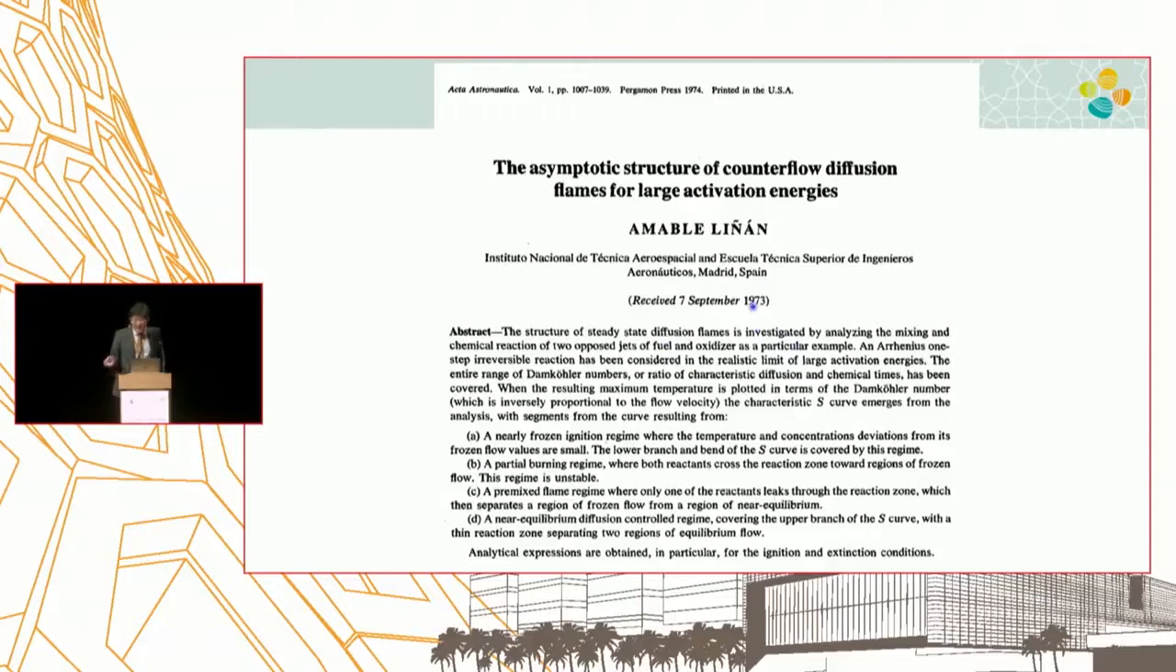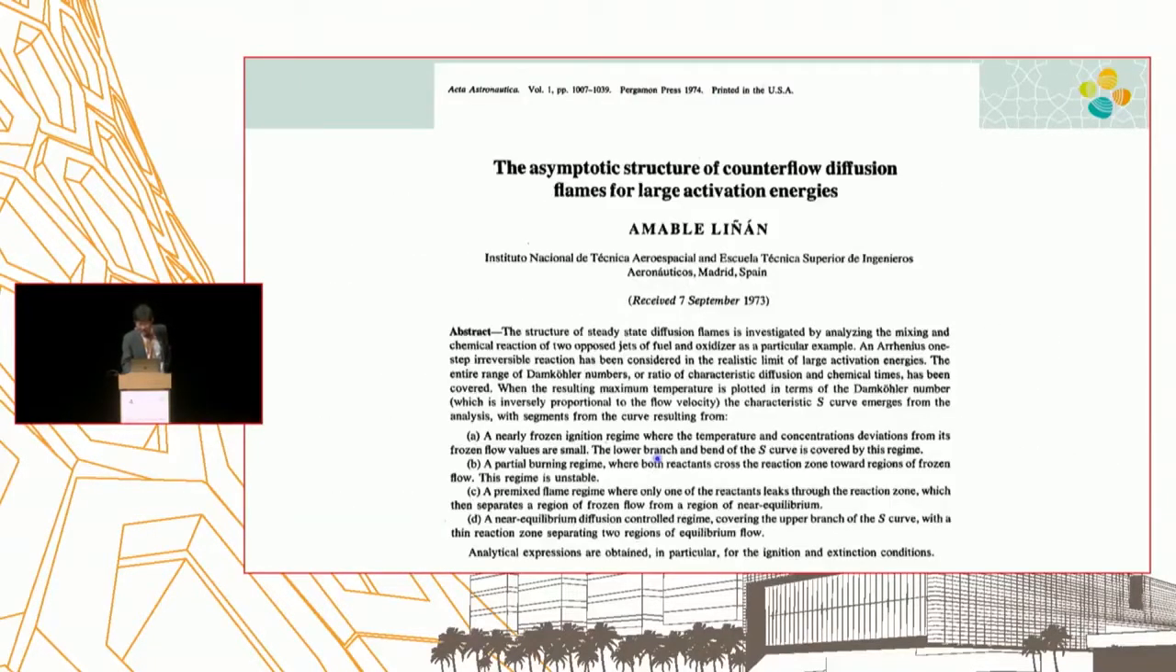But there's a lot of episode behind this because Amable Liñán is a well-respected theoretician, a good friend of Forman Williams. And it was actually Forman Williams, he put it inside his drawer for many years. He derived everything without publishing it. And it was Forman Williams who actually forced him to publish and helped out with the manuscript. Anyway, this is one of the seminal works that introduced the large activation energy asymptotics and talked about all that.